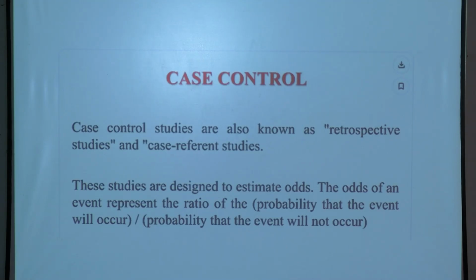These studies are designed to estimate odds. The odds of an event represent the probability that the event will occur divided by the probability that the event will not occur. It's like saying who's going to win, Argentina or Brazil. What is the probability that Argentina is going to win, or that Brazil is going to win the World Cup? A lot of factors are involved.